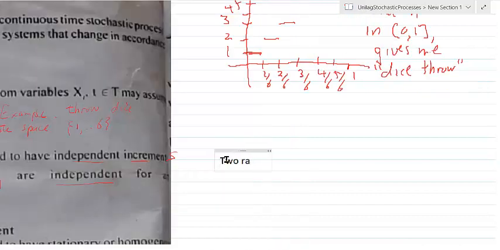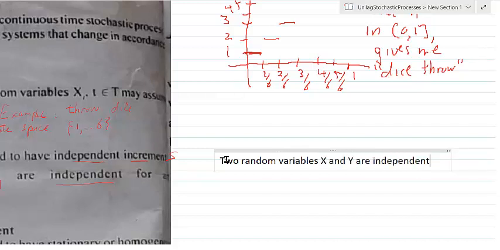Two random variables, X and Y, are independent if the probability that X is in a certain set A and Y is in a certain set B is equal to the probability that X is in A times the probability that Y is in B.